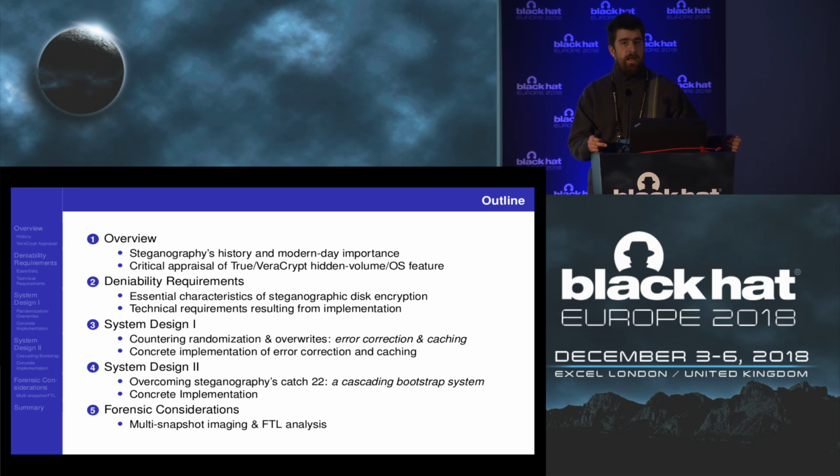We should all have the lexicon and the concepts in place so that we can digest the rest of the talk. Once we've analyzed VeraCrypt a little bit, I'll give you in broad terms the requirements a steganographic system should satisfy for it to be useful in practice. That in turn will translate into a number of technical requirements that we have to meet if we want to do something like VeraCrypt's hidden partition function in a more deniable fashion. When you do that, it basically partitions the problem into two orthogonal, roughly independent parts. That'll cover system design 1 and system design 2, and I'll conclude with a brief overview of some forensic considerations if you want to use this kind of system in practice.